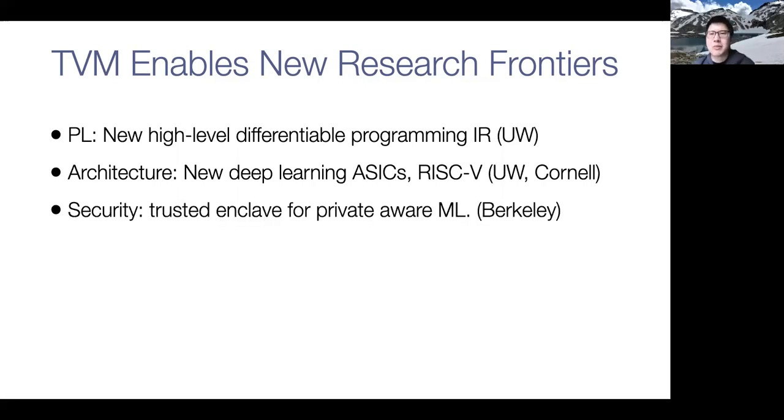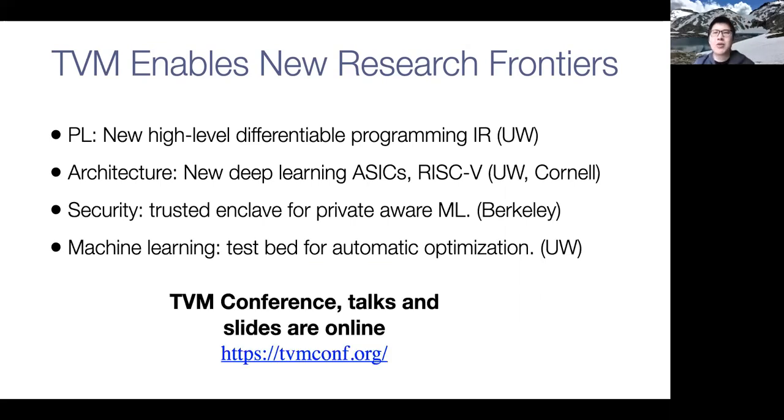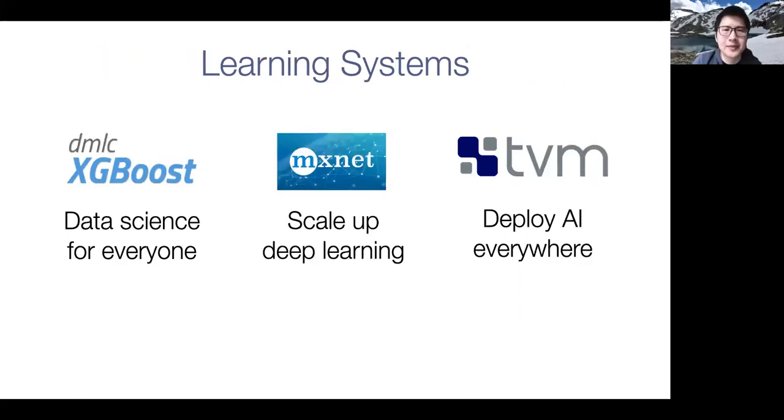And there's a group in Berkeley trying to use this to enable trusted enclave support and to support privacy-aware machine learning. And as we mentioned before, AutoTVM is an ideal testbed to test automatic optimization, Bayesian hyperparameter tuning, and other tasks. This is really an interesting testbed for testing ideas on ML for systems. We have also organized 2 community conferences. You can go to tvmconf.org. There are a lot of interesting talks and slides online if you're interested in checking them out.